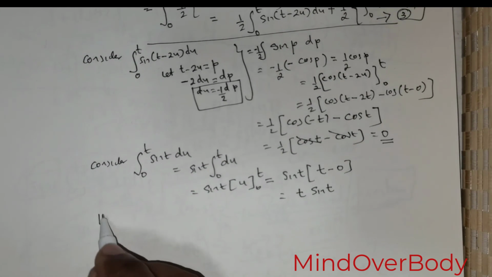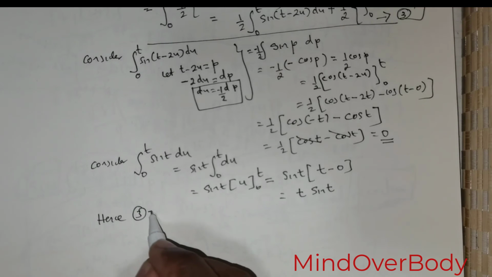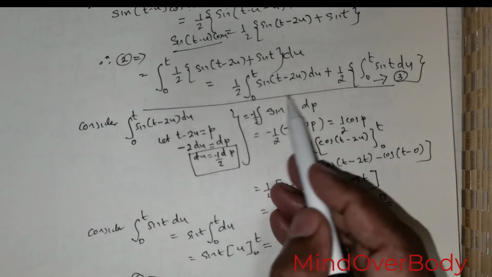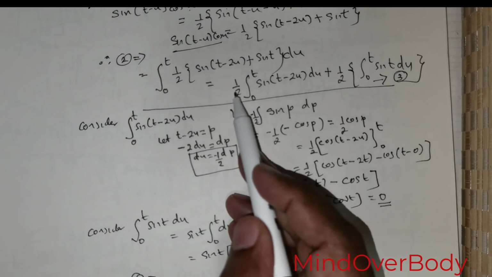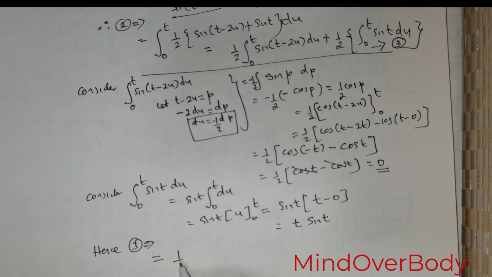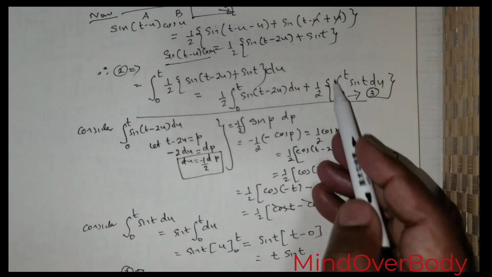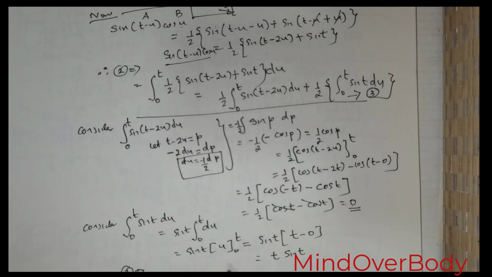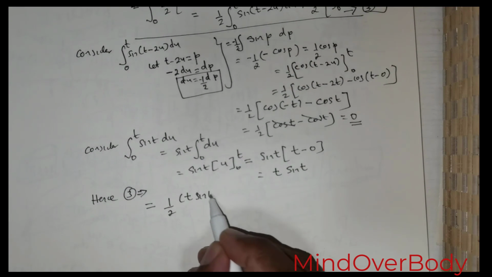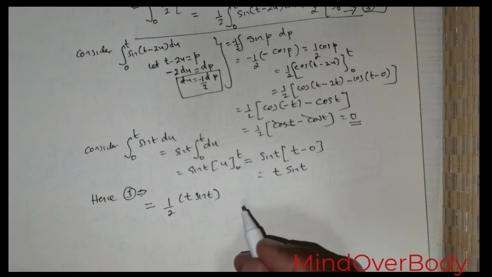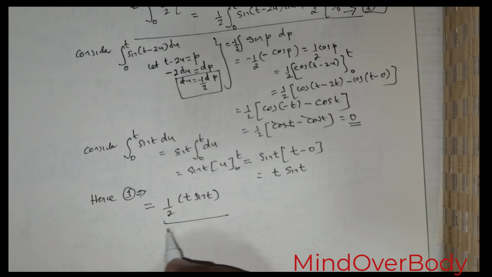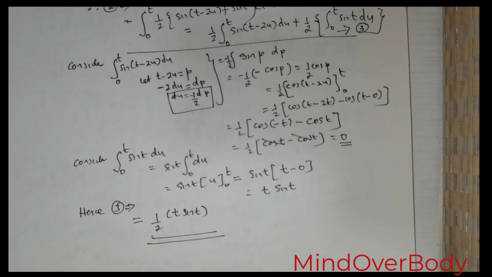So hence my 3, I can rewrite 3 as, in place of the first quantity this is 0, but there is a half there, it doesn't matter, right? So half times 0 is going to be 0, but the second quantity is going to be 1 over 2 times, and in place of integral 0 to t sine t du, you will have to substitute t times sine t. So this is going to be 1 over 2 times t times sine t. So this is the value that you have got, and this is the solution. So this is the right point to stop.